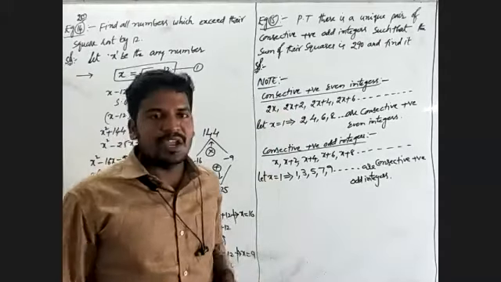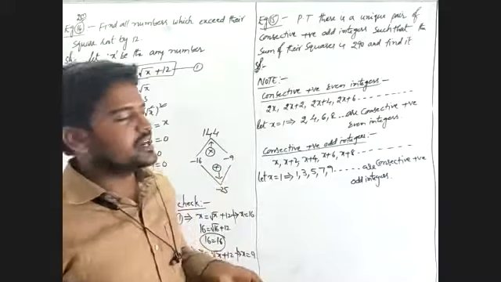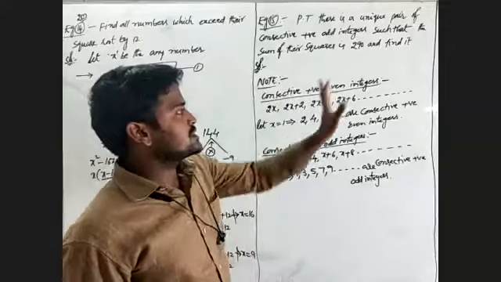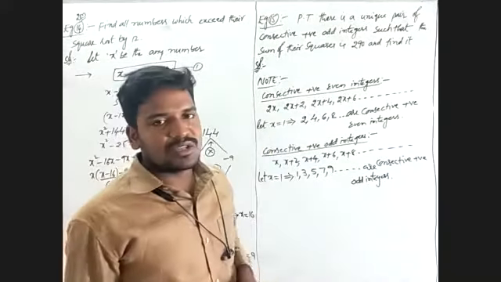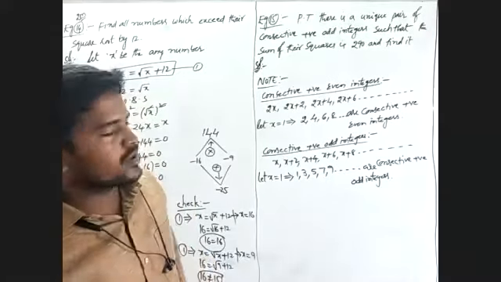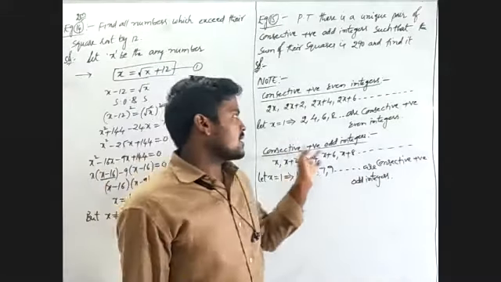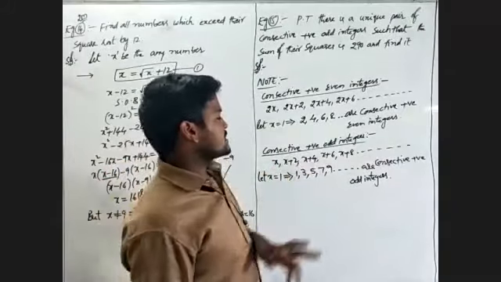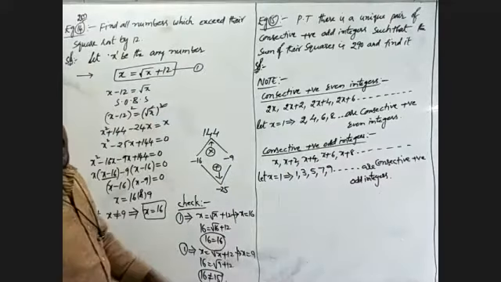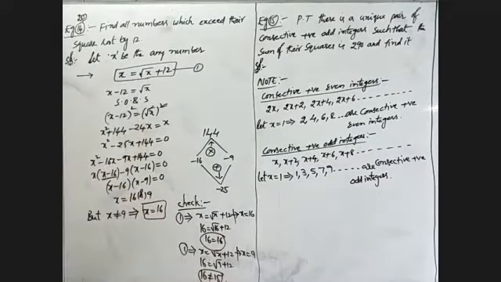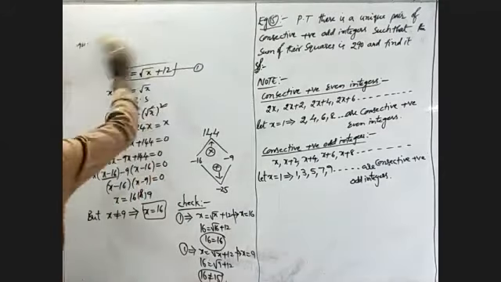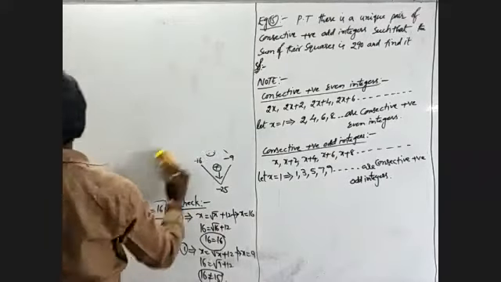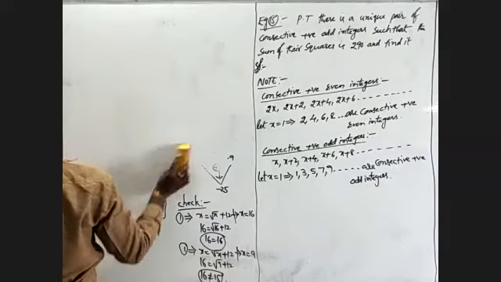What is the difference between consecutive positive even integers and consecutive positive odd integers? We'll observe. The series of consecutive positive even integers is 2x, 2x plus 2, 2x plus 4, 2x plus 6. The series of consecutive positive odd integers is given by x, x plus 2, x plus 4, x plus 6, x plus 8, and so on. Now I am going to the solution of the given problem.